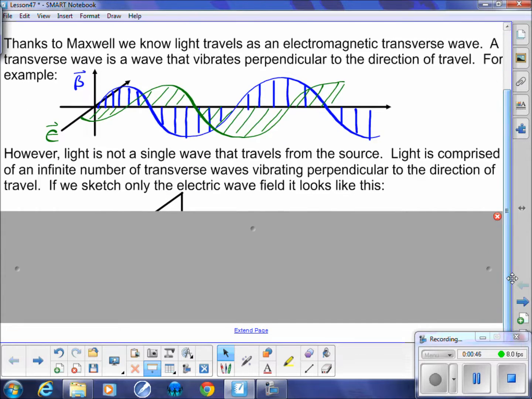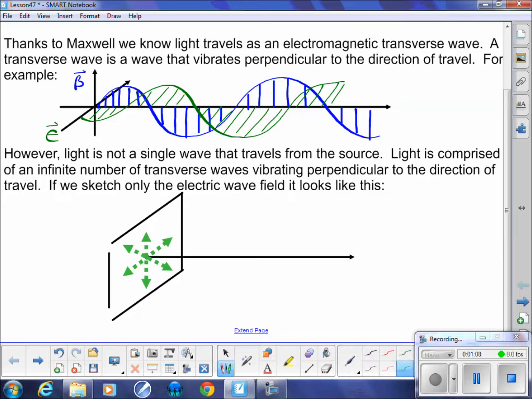So if we move on to the next phase in our journey through light here, light's not a single wave. A light source produces a huge number of transverse waves, and they're vibrating perpendicular to the direction of travel, but they don't necessarily all travel in phase. So for this kind of diagram, we're just going to look at the electric field of the electromagnetic wave. So we're just going to look at the green wave itself.